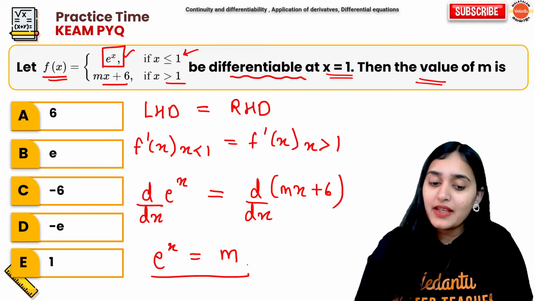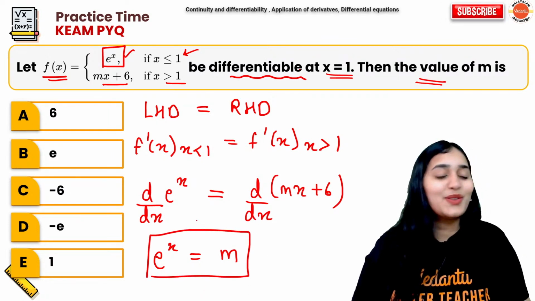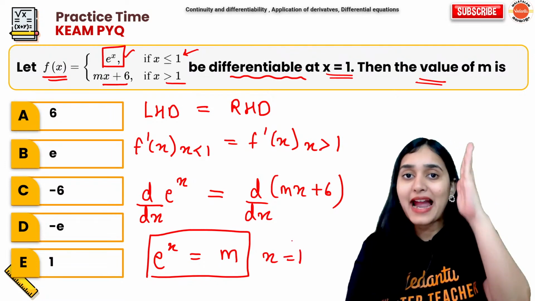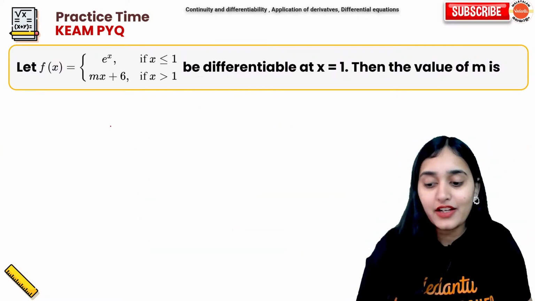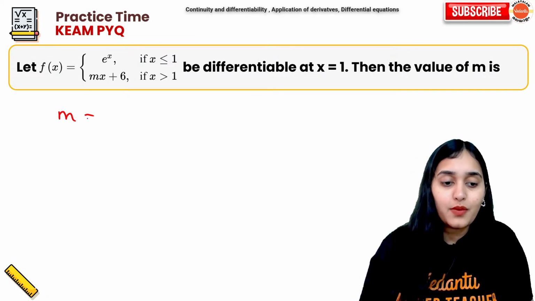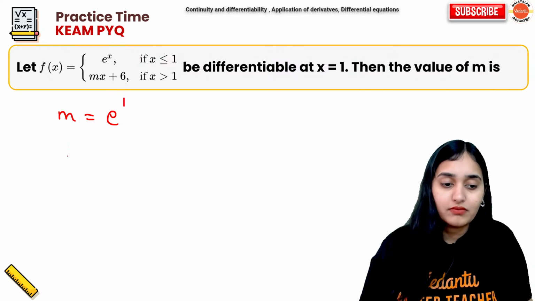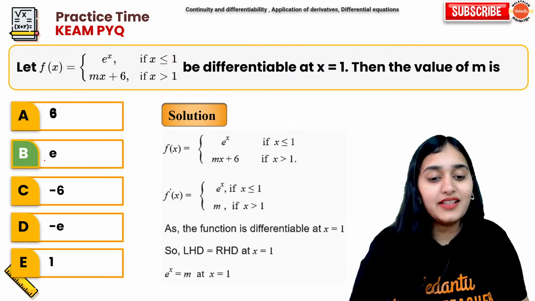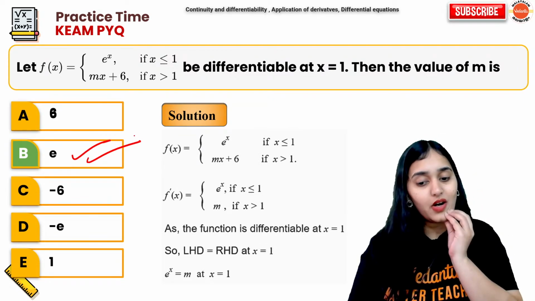Now, is m equal to e to the power x? No, we will put x is equal to 1 also now, because at point 1 we are checking the differentiability. So here we will say that m is equal to e to the power 1. So m is equal to basically e. Now that's your answer. Got it, everybody?